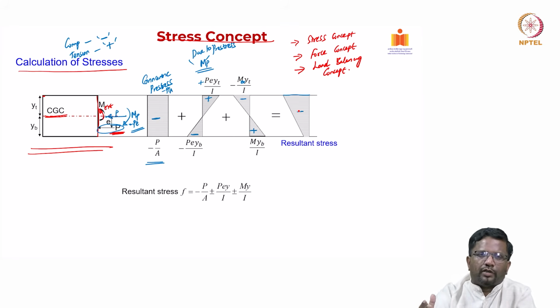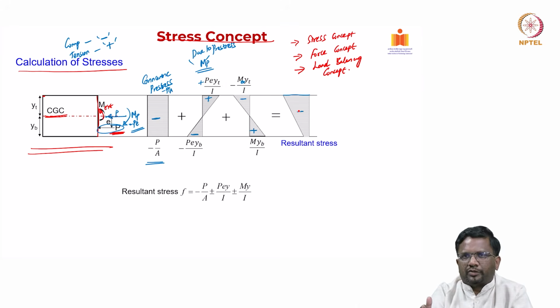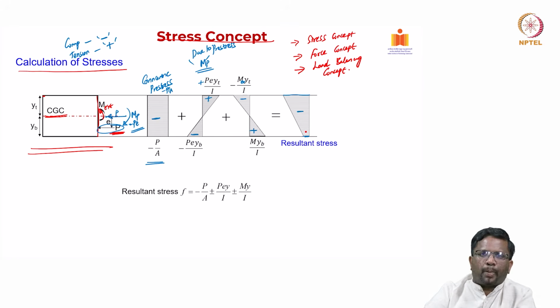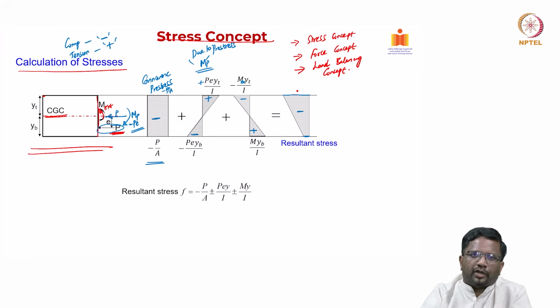We want concrete to be in compression under service loads. We do not want the stress, typically at the bottom, to be reaching tension, or due to pre-stress, sometimes if the external loads are not there, the top fiber also can get into tension before the external loads are acting on the member. That also we have to be careful.